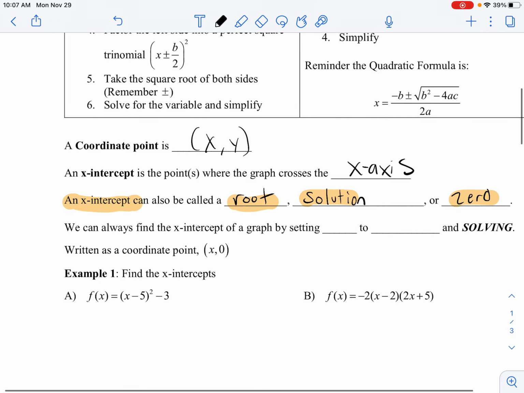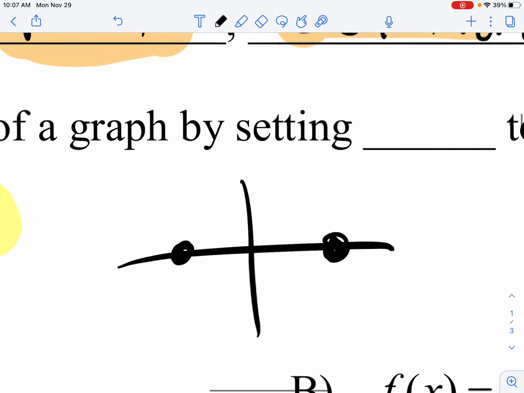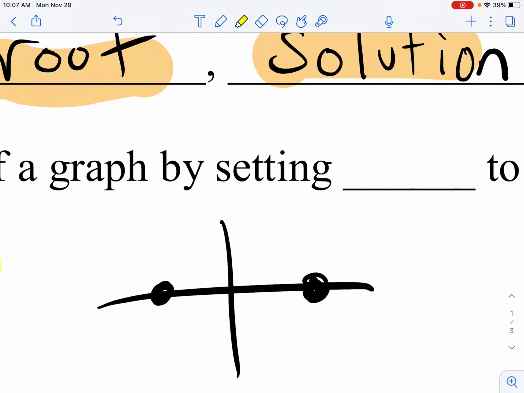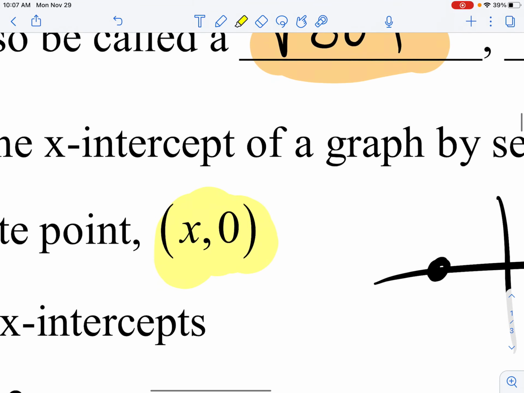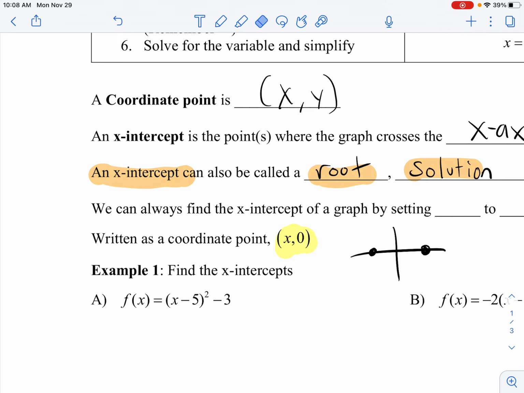Now we write those x-intercepts as the coordinate point, whatever your x value is, comma 0. Because if it's crossing the x-axis, what is your y value all along this entire line? It's 0. So you'll always have comma 0 whenever you're writing an x-intercept.